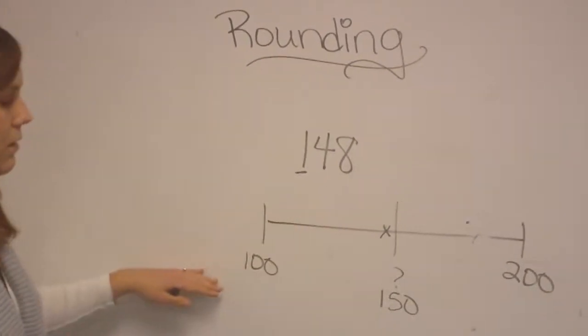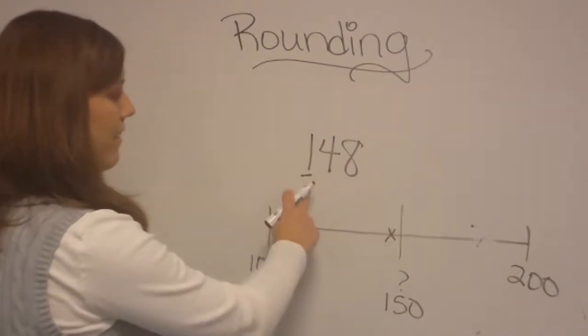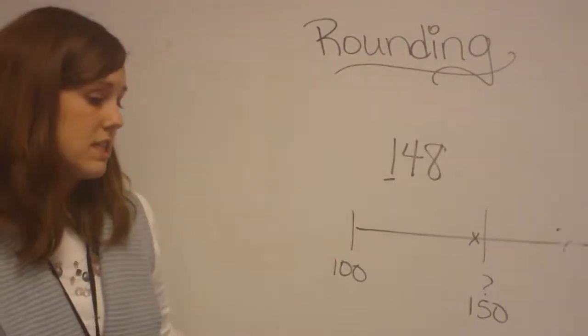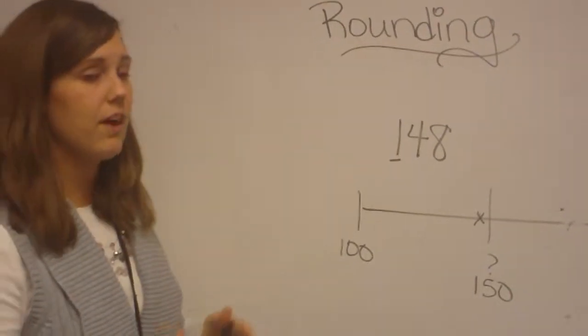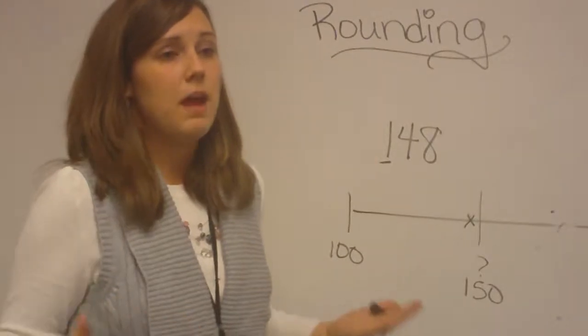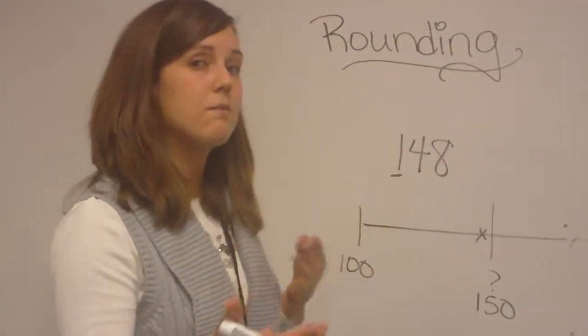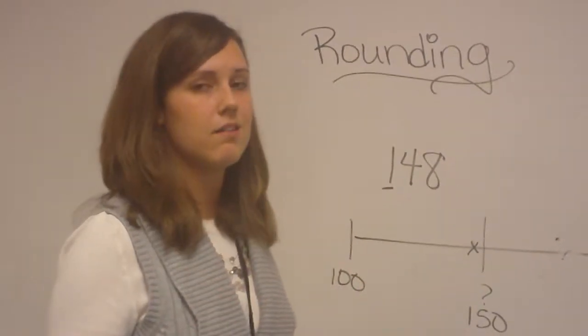But where is it closest to? It's closest to the 100. So, if I were to round this to the nearest hundreds, it's about 100. If I were to round to the nearest group of tens, it's about 150. Depending on what the situation is, I would have to figure out what I'm going to round it to. But I need to know how to round.